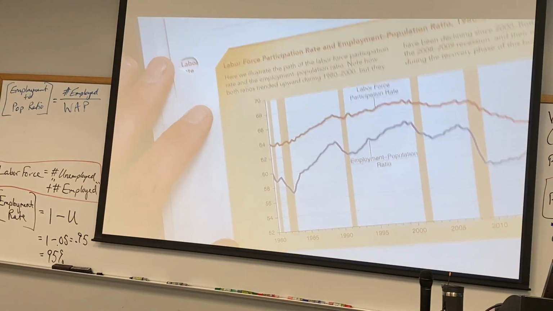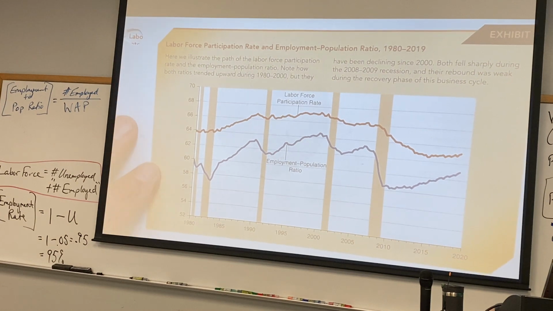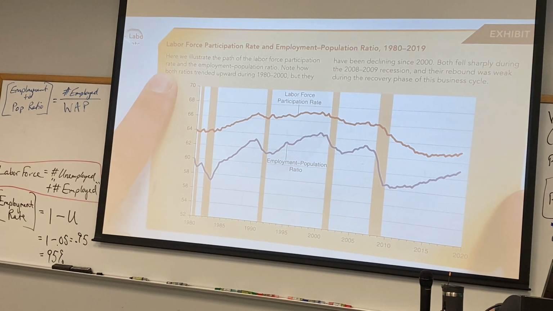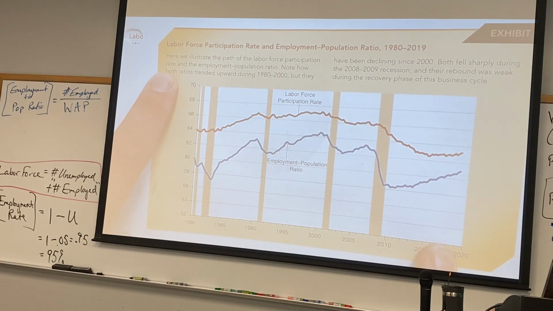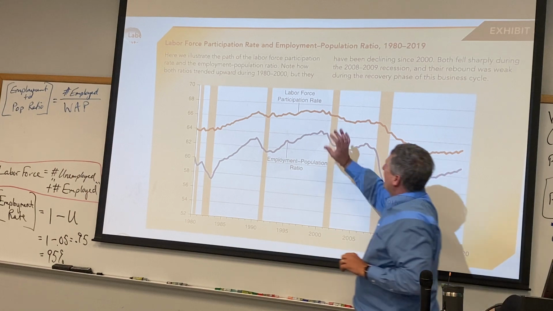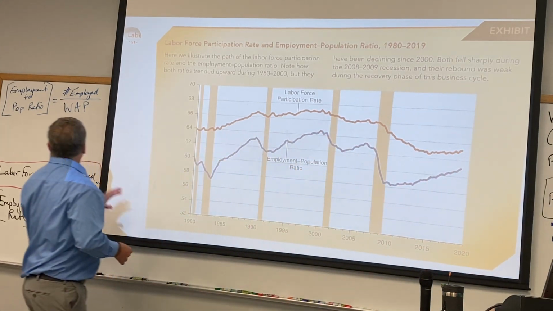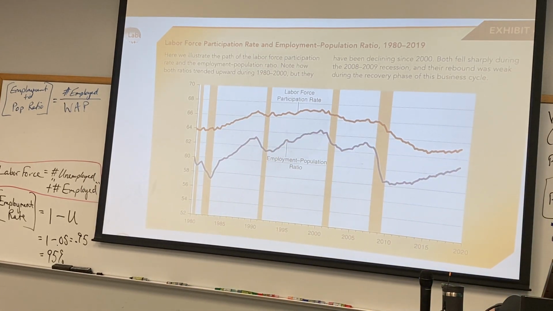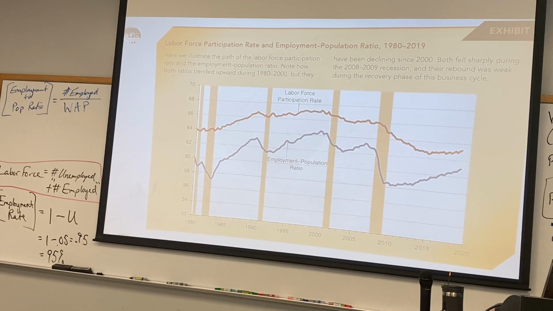Okay, so here is the labor force participation rate and the employment population ratio, 1980 to 2019. Here is everybody combined together, and we've got the labor force participation rate, which I have over here. So that's everybody who's working plus people who aren't working but want to work, the number of employed and unemployed as a fraction of the population, and the employment to population ratio.